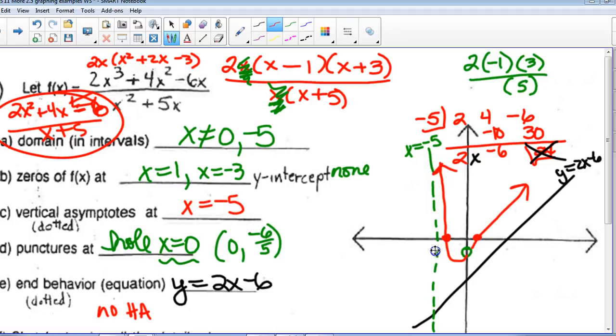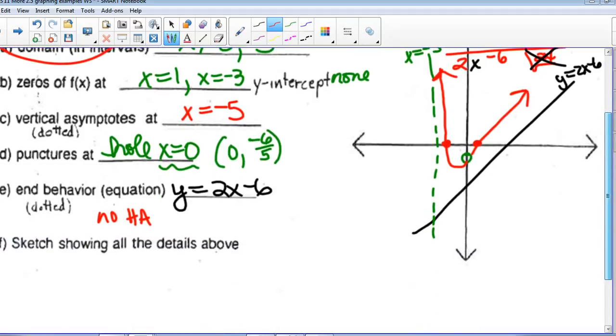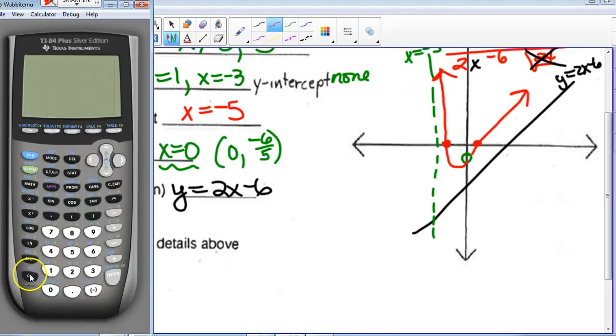Any ideas where that other piece might be then? Because there's a vertical asymptote, so there has to be another piece on the left side of that green line. Can it be up here? Probably not, because it's got to be going down. All right, go to your calculator. This one is not in our standard window, not even close. See if you can figure out where it is.